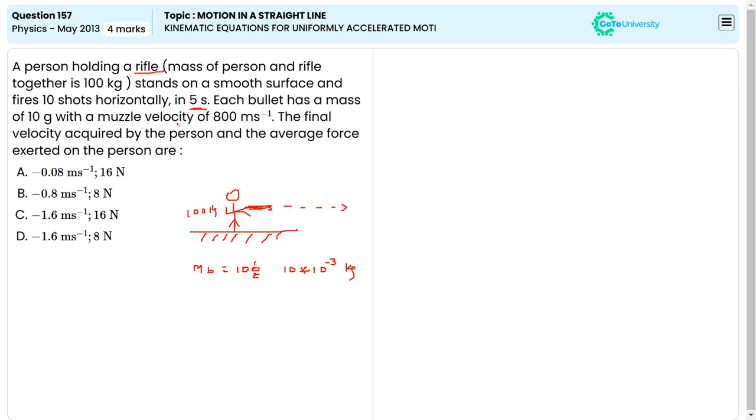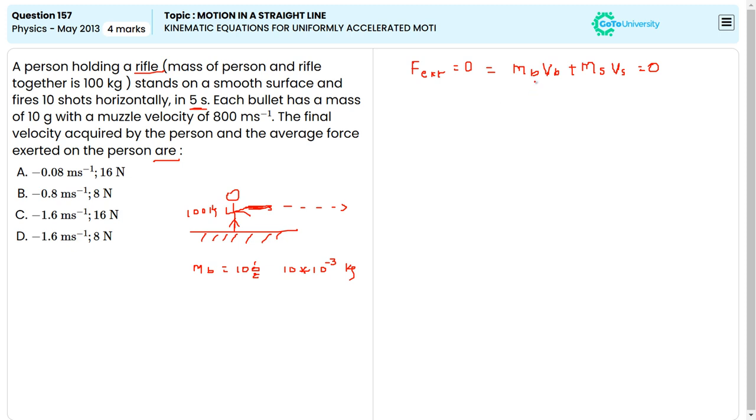The muzzle velocity is 800 meters per second. The final velocity acquired by the person and the average force exerted on the person, we need to find here. So we know the mass of the bullet. Then let us first calculate the recoil velocity of the rifle and man just after the fire. That is F external, force is equal to 0. We can write that as MB into VB plus MS into VS is equal to 0.